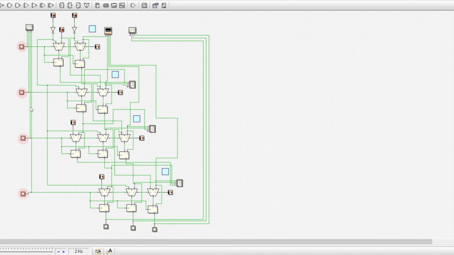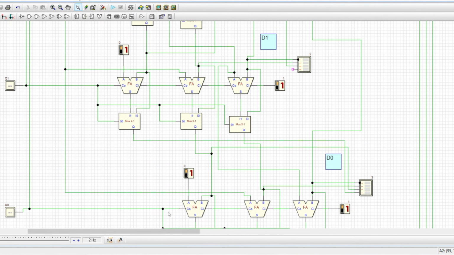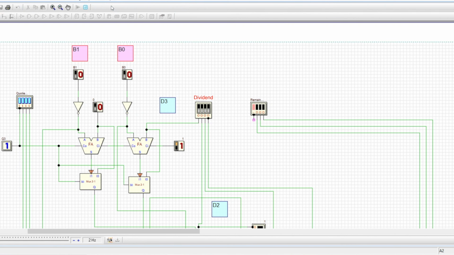Here these 4 bits represent the quotient bits, while these 2 bits represent the divisor bits, and here the 4 bits of the dividend are applied through this switch. And as you can see, here these 3 bits represent the remainder bits. Here, just to see the result of the remainder, these 3 outputs are connected over here. Now let me run the simulation and show you the output.